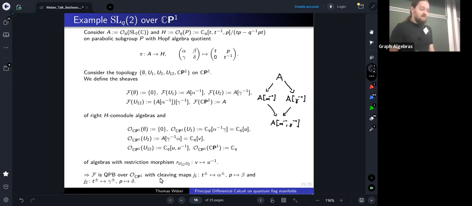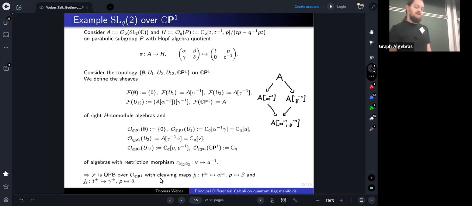Good. And for proving that this is by adjoining the inverse of alpha or gamma, you mean a localization. Yes, I localize. But these elements are not central. So you have to check that this satisfies this Ore condition. Yes, and they do.